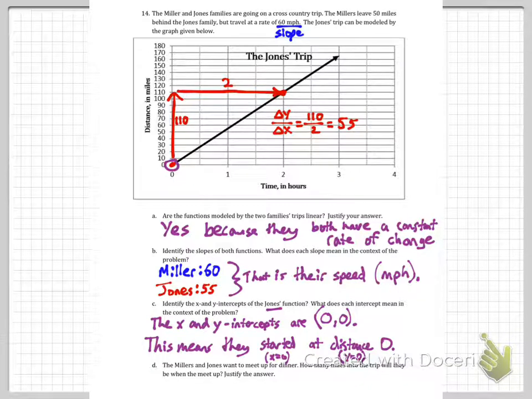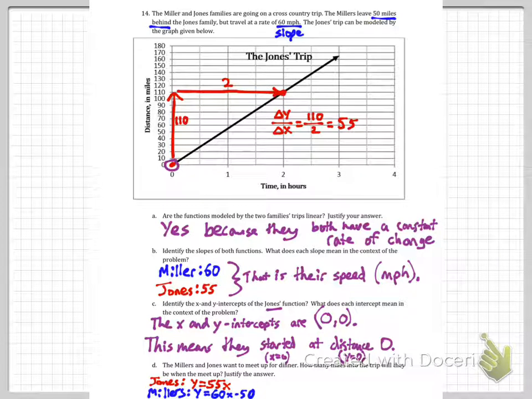Lastly, the Millers and Jones want to meet up for dinner. How many miles into the trip will they be when they meet up? And justify your answer. Well, I know that the equation for the Jones is 55x because I've calculated that was the slope. And their y-intercept was 0, so y equals 55x is their equation. The Millers, on the other hand, well, let's see, they are going 60 miles per hour, so 60x minus 50, because it says they leave 50 miles behind. So they are minus 50.